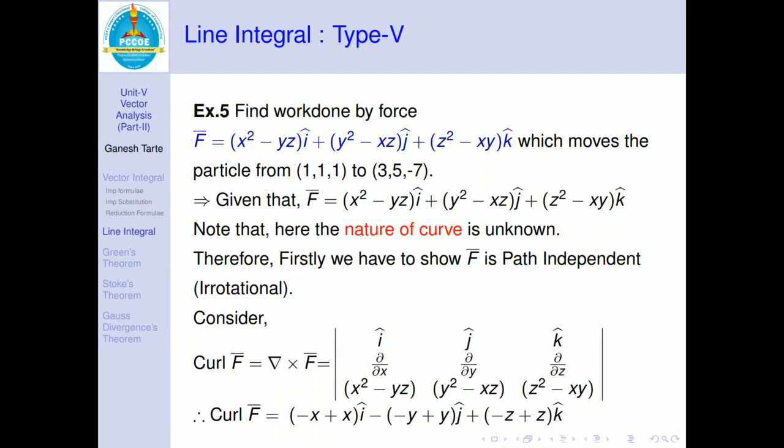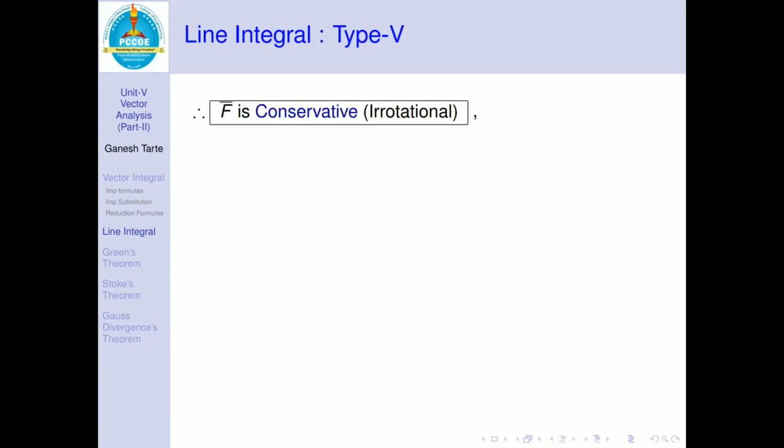On simplifying, we get i in brackets: the derivative of z square minus xy with respect to y is minus x. The derivative of y square minus xz with respect to z is minus x again. So minus minus, plus x. Similarly for the coefficient of j and similarly for the coefficient of k, we get the curl of F bar equals 0 bar. And curl of F bar being 0 means the given vector is irrotational or conservative, meaning it is path independent. So we can integrate it over any curve.